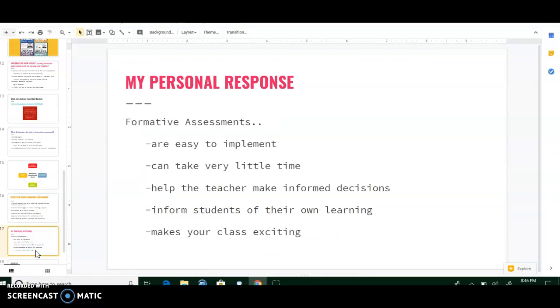My personal response to formative assessments is that they're easy to implement. They can be short, they don't have to take a lot of your class time, and they help you make informed decisions. They help if you need to talk to a parent, talk to the team, talk to SPED coordinators and case managers about how students are doing without those assessments affecting their overall class score. And lastly, I think it makes your class more exciting and keeps the learning fun.